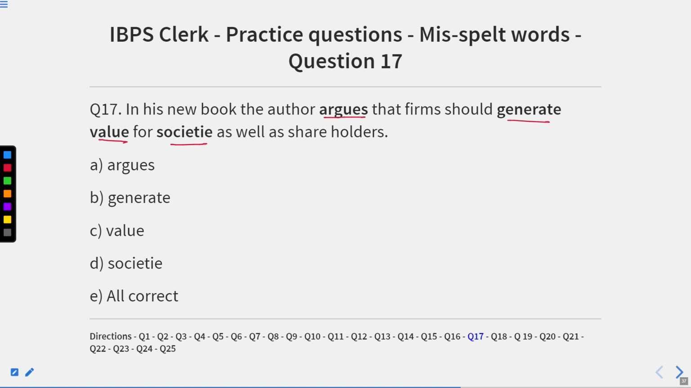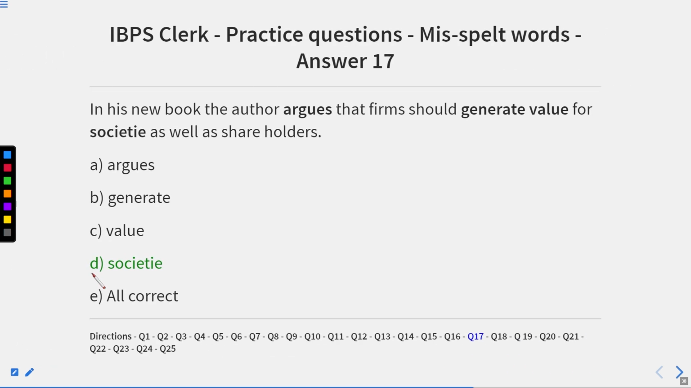And after that, we have a word, that is society. And we know well that the spelling of society is S-O-C-I-E-T-Y. So the spelling of society is incorrect. So our answer is D, of course, because this spelling is incorrect. And the correct spelling should be Society, which has to replace the wrong one. This is not the spelling of society. In society, we have Y at the end of the word. Now let us move to the next question.